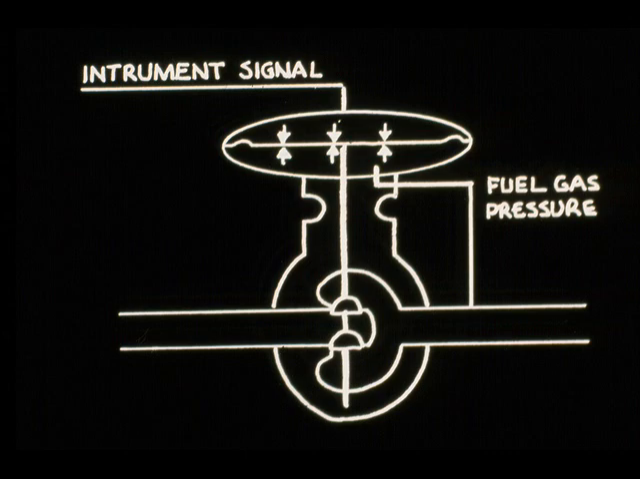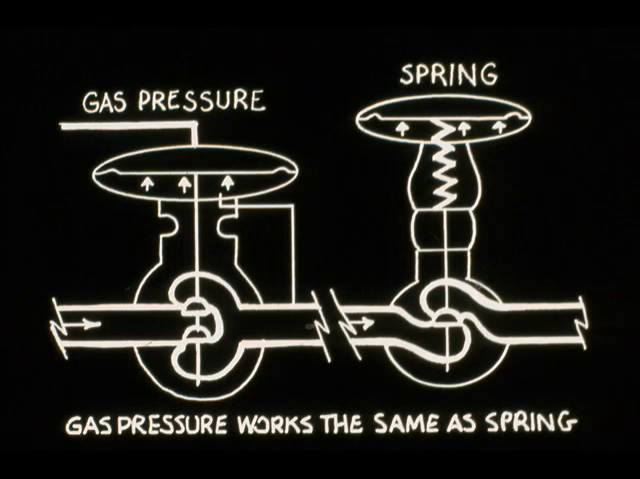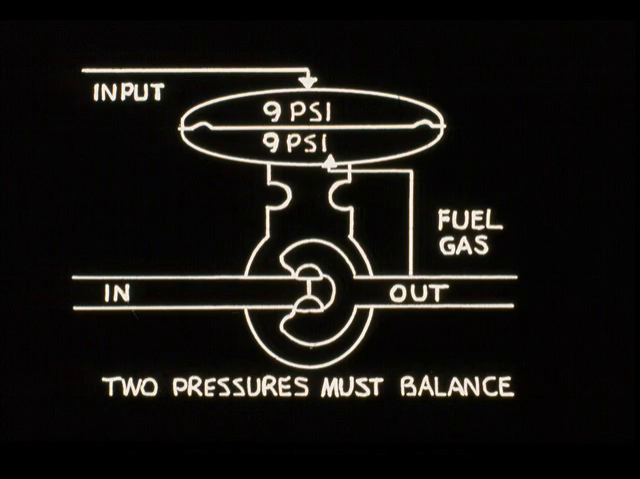In this specific example, the downstream pressure of the fuel gas opposes the instrument's signal. The instrument that signals the valve does not establish a direct valve position. It establishes an equal downstream pressure. The downstream pressure is analogous to the actuator in the spring-opposed diaphragm actuator. Assume the input is 9 psi. Any downstream pressure variation that occurs will be sensed by the diaphragm, and the actuator will automatically reposition the valve to maintain 9 psi downstream gas pressure.